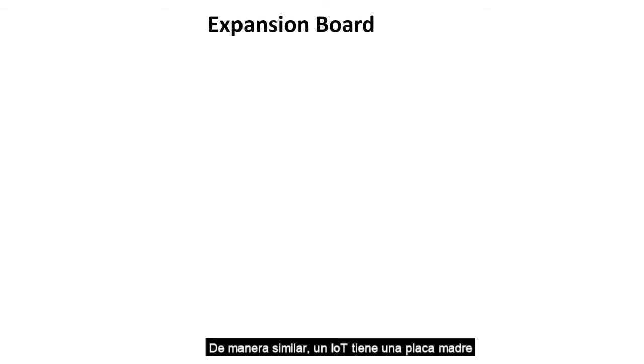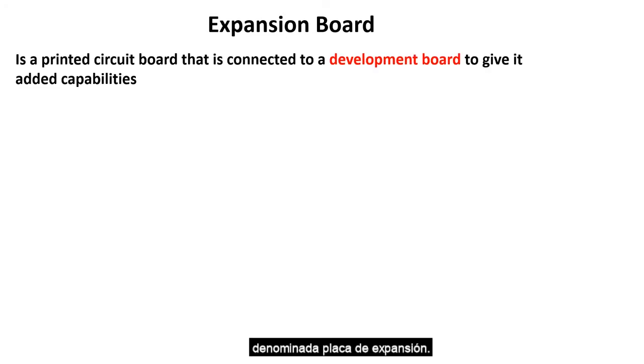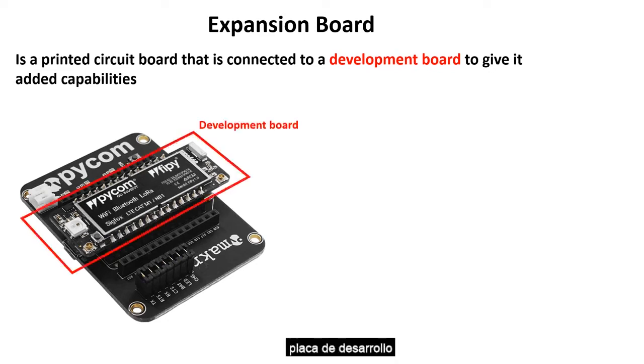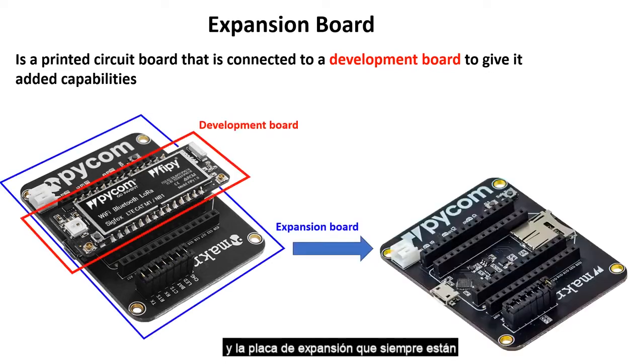Similarly, an IoT has a motherboard, referred to as the expansion board. The expansion board is therefore a printed circuit board that is connected to a development board to give it added functionalities such as communication between essential components of the IoT system. Therefore, from this image of a microcontroller, we have the development board and the expansion board that are always connected to each other, at least for the PyCom products.